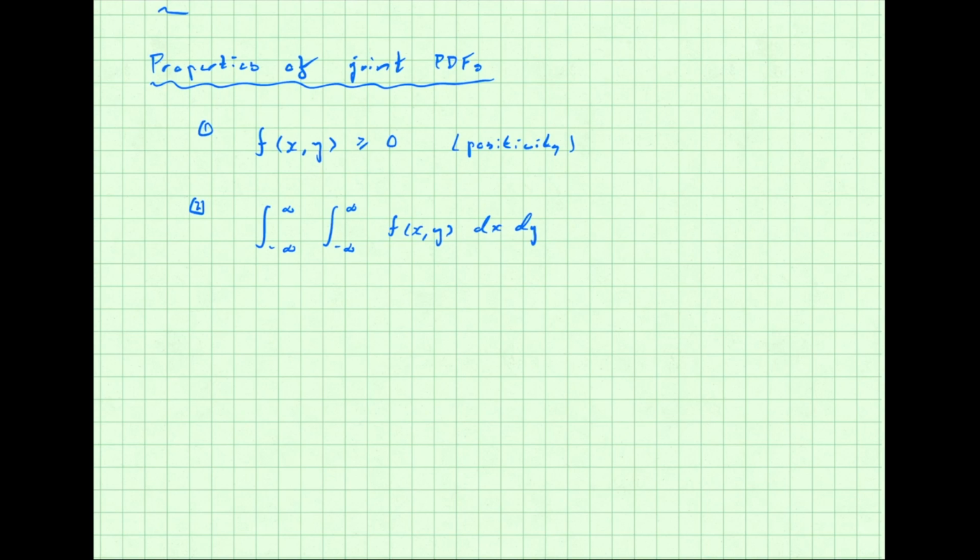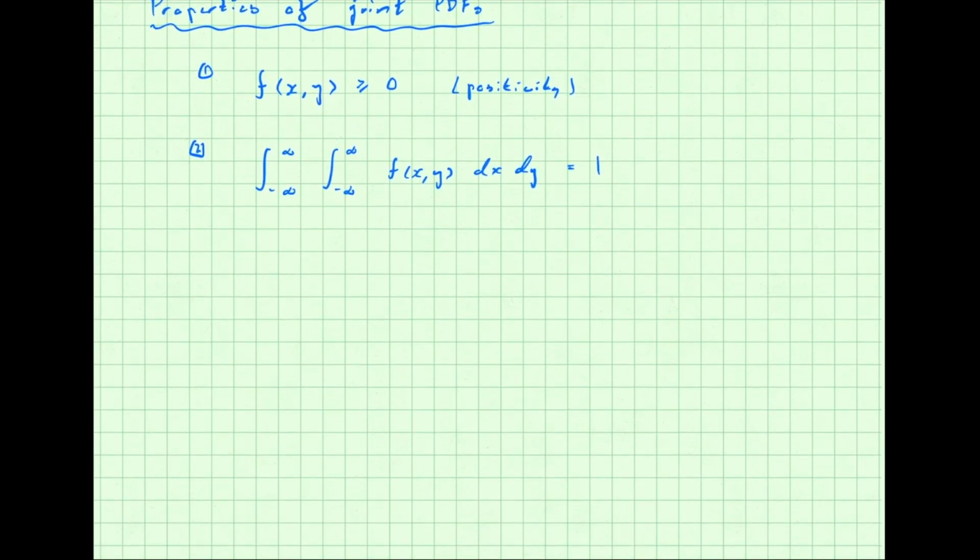So that total integral, this is all of the volume underneath that surface for the entire xy plane, between that surface and the entire xy plane. That's all the probabilities, so that's got to add up to 1. All right, so those are our two conditions.